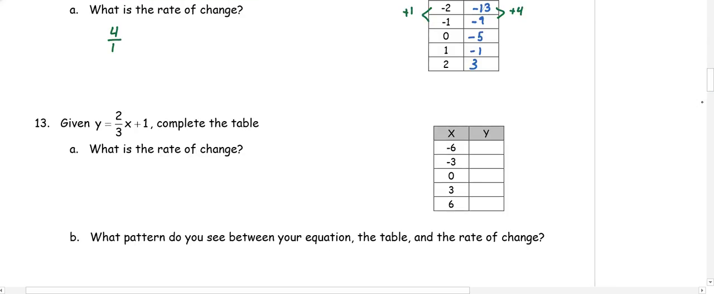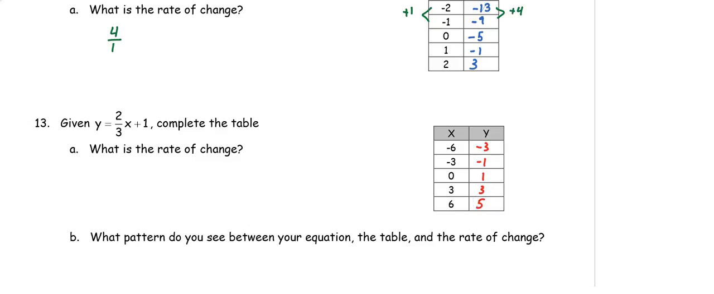Number 13, we now have 2/3 x plus 1, and we need to complete the table. So 2/3 times -6 is -4, plus 1 is -3. 2/3 times -3 is -2, plus 1 is -1. 0 times 2/3 is 0, plus 1 is 1. 2/3 times 3 is 2, plus 1 is 3. And 2/3 times 6 is 4, plus 1 is 5.